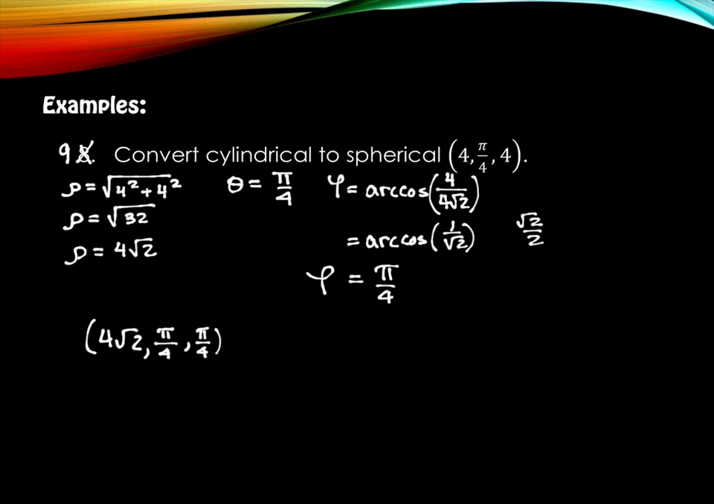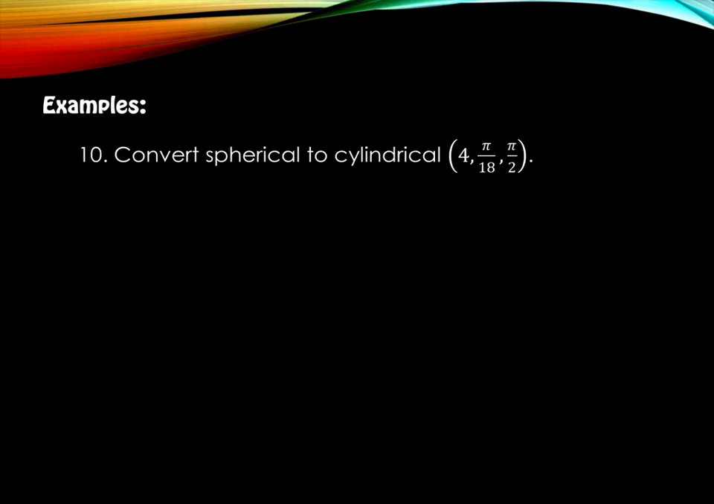Let's look at it in a minute. Let me do one more problem and then we'll chat independently. All right, last one. Should be number 10. Are you good? Yes. Okay, cool. So we're going to do spherical to cylindrical. So we need to have r, theta, z when we're done. So we have 4, pi over 18, and pi over 2.